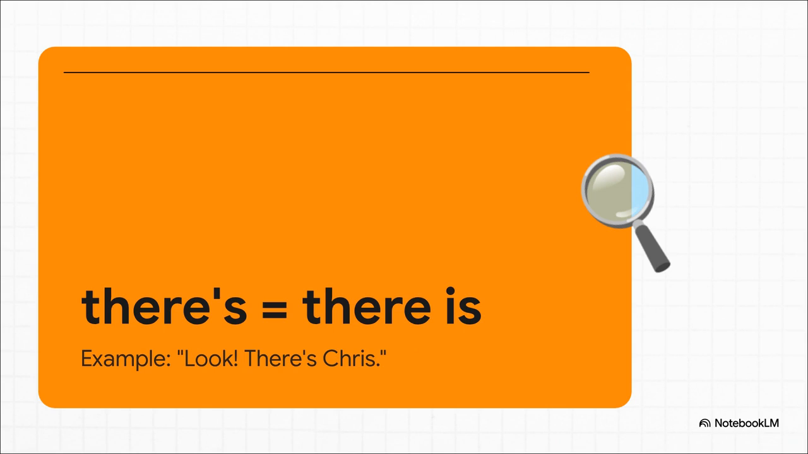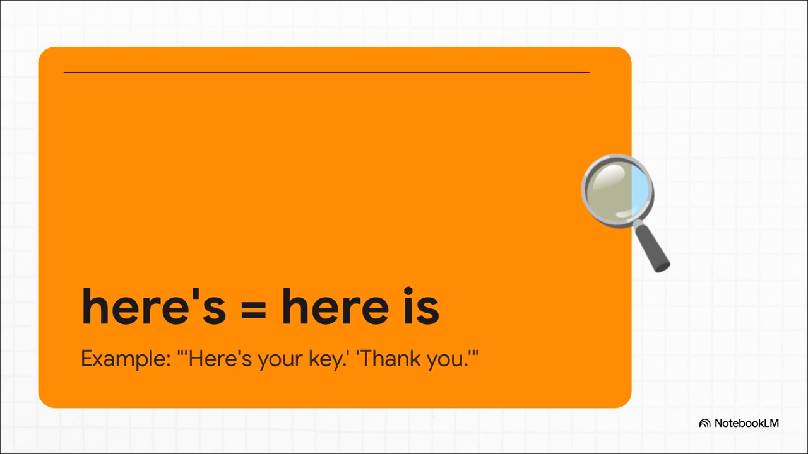Another huge one is there's, which is short for there is. We use this all the time to just point out that something exists. You look over and say, look, there's Chris. It's a super common way to get someone's attention. And our third and final pro tip is here's, for here is. This one is perfect for when you're handing something to someone. Imagine a barista saying, here's your coffee, or a hotel clerk saying, here's your key. It's simple, it's polite, and it sounds completely natural.